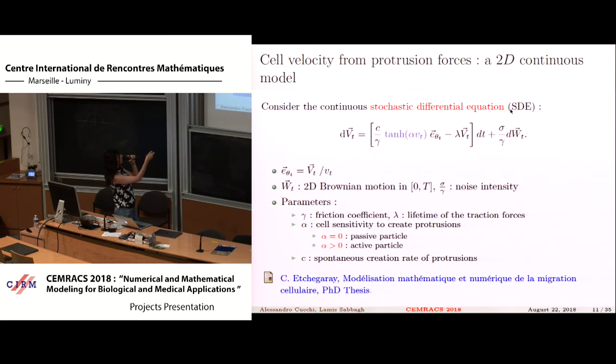Gamma is the friction parameter: when the cell crawls, it exerts a friction on the substrate. Alpha is the sensitivity of the cell to produce protrusions in the direction of the cell velocity. Lambda is a parameter related to the lifetime of the traction forces. At the end, W is a 2D Brownian motion, and sigma over gamma is the noise intensity.